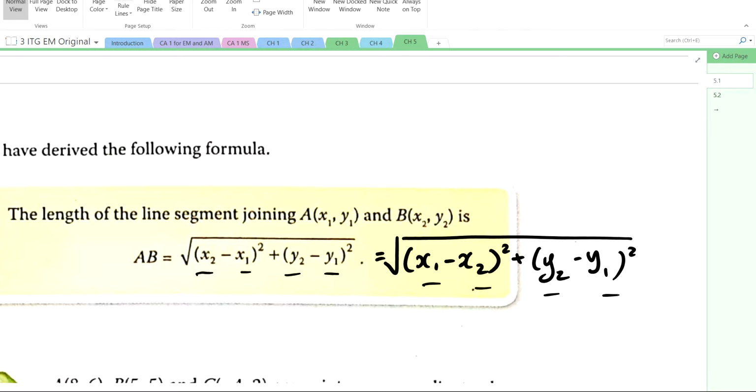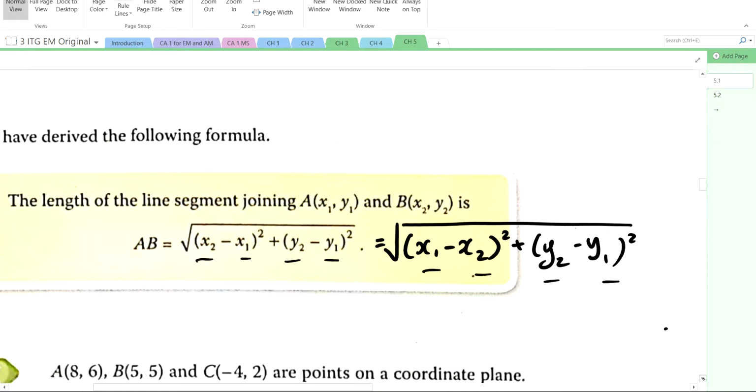So as long as you understand the logic behind it, you are not bounded by this formula. Understand what I'm saying? It is up to you. As long as you can tell me the difference in horizontal length, the difference in vertical length, you square both of them, you add them up, you square root, you get the answer. Can already. Alright, so let's do some quick examples.